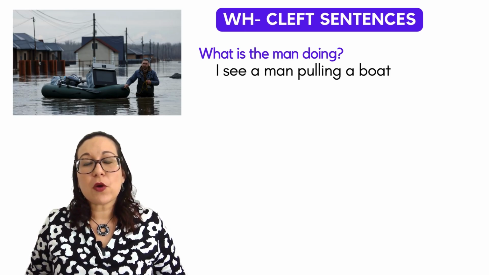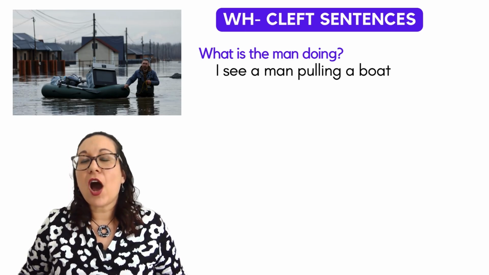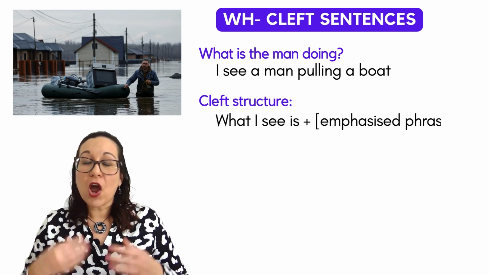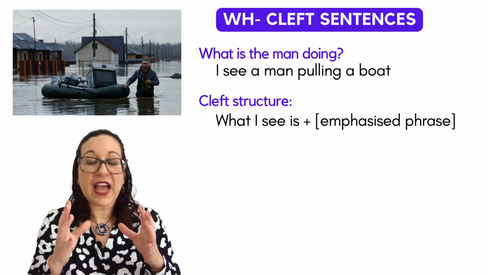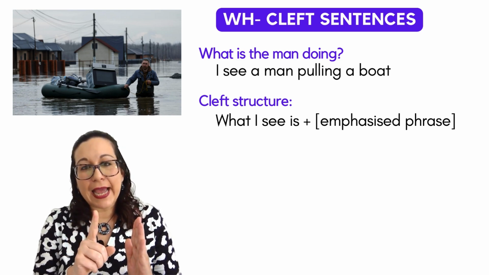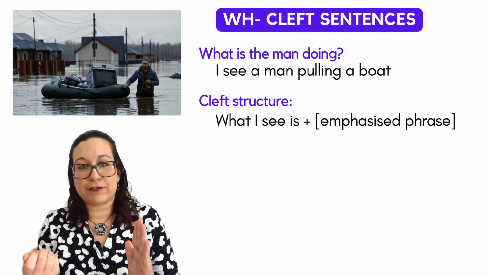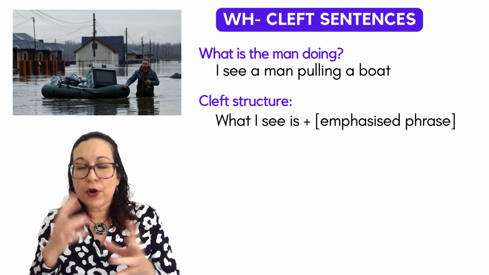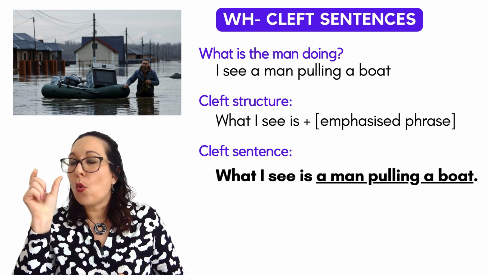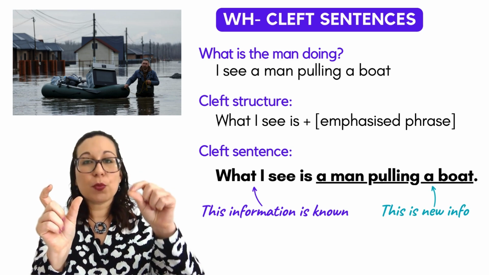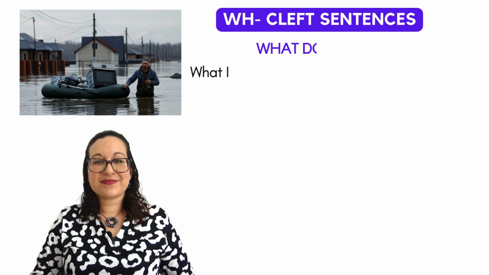So we talked about what the man was doing. I see a man pulling a boat. Okay, so I know that you see something. That information is already known to me. What we need to add here is the new information. That's what you see. So put that in the sentence. What I see is a man pulling a boat.